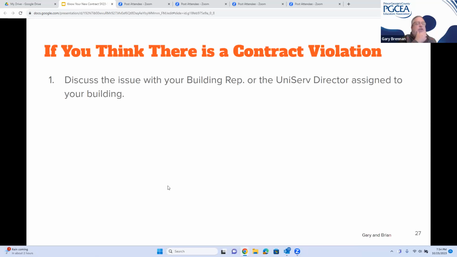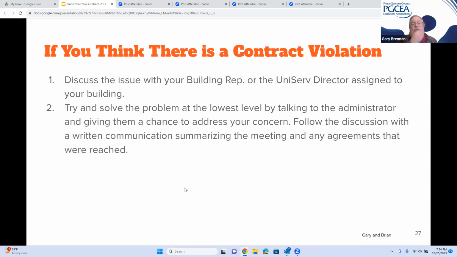But if you think there's a contract violation, look, if you only are getting 30 minutes of uninterrupted planning time a day, you know you don't need to discuss that. You know there's a violation, but you might not be sure what to do. Let your building rep know, talk to them. If you still need assistance before you meet with your principal, call your UniServe director and let them know there's a possible violation. And then try to solve the problem at the lowest level by talking to your administrator and giving them a chance to address your concern.